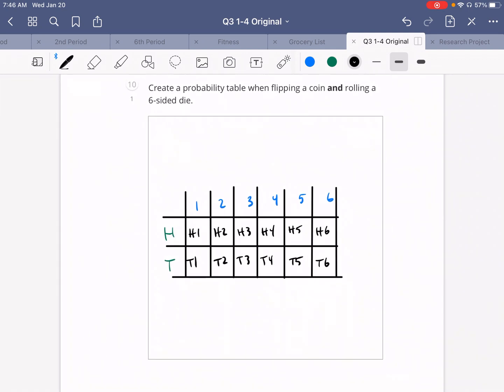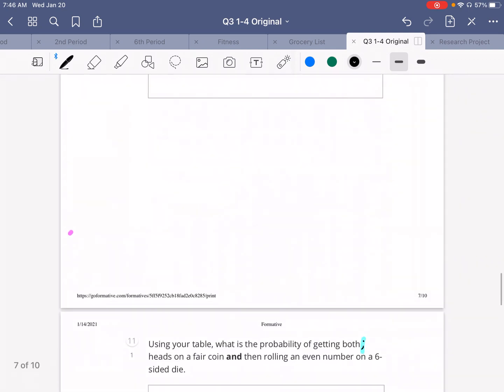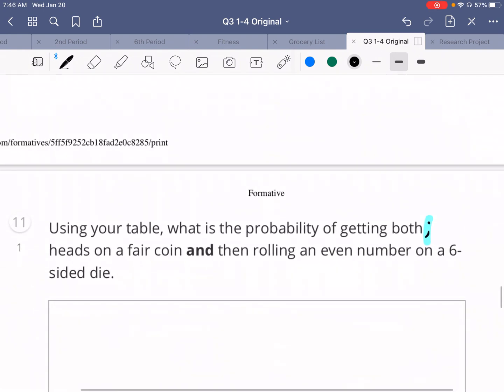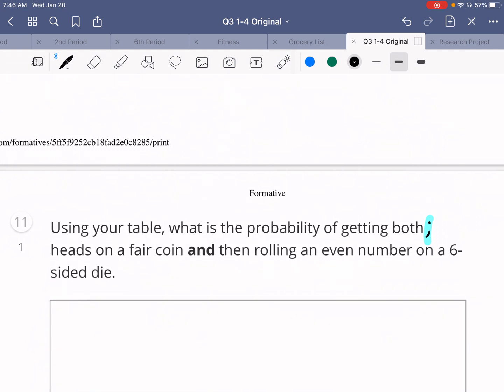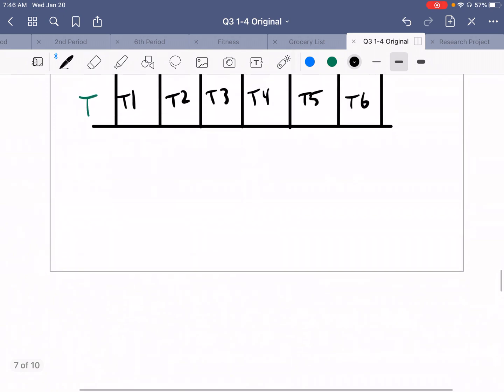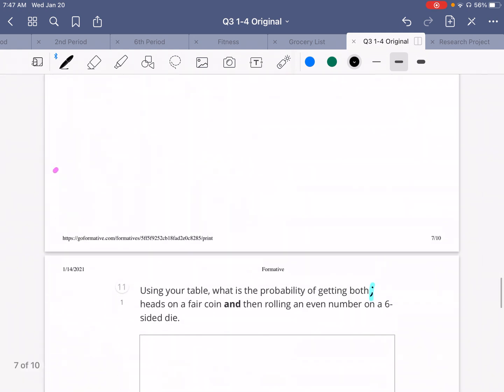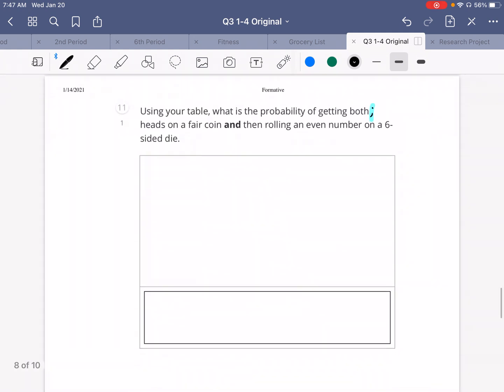So that is the probability table. Now the question asks, what is the probability of getting both heads on a fair coin and then rolling an even number? Well, let's go back up. Heads and an even number. Well, heads 1 is not even, heads 2 is even, heads 4 is even, and heads 6 is even. So there are 3 desired outcomes out of 12 possible outcomes, which is 1/4 or 25%.